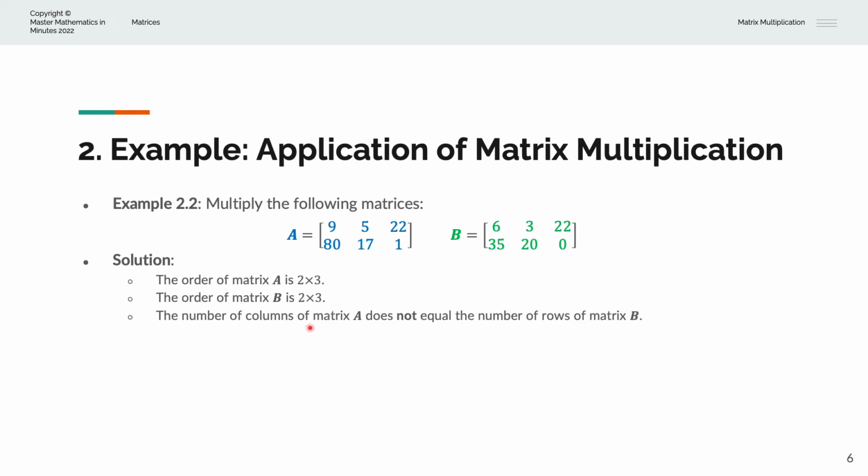So the number of columns in matrix A, which is 3, does not equal the number of rows of matrix B, which is 2. And because of that, we're unable to multiply these matrices.